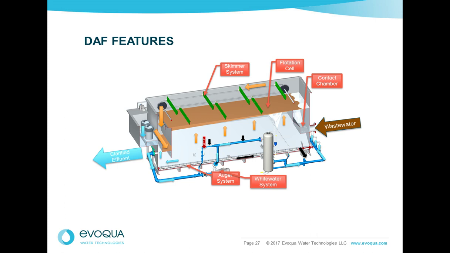First, there is a contact chamber, which is where the influent comes in with the contaminant particles, and they make contact with the fine air bubbles that are being introduced into the contact chamber with wastewater. That's where the majority of the attachment takes place between the particle and the air bubble. Next, there is a flotation cell, which is the surface area within the tank where the bubble particle matrix will float to the surface and form a float layer on the surface.